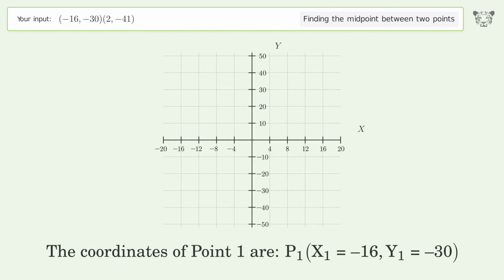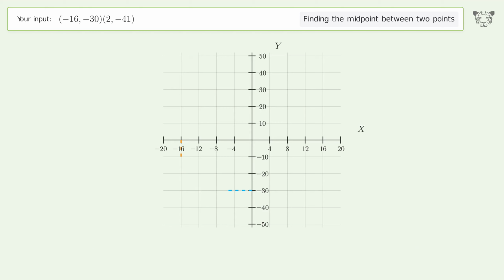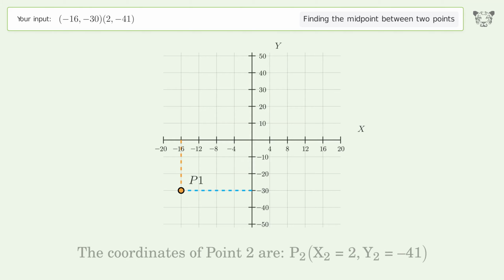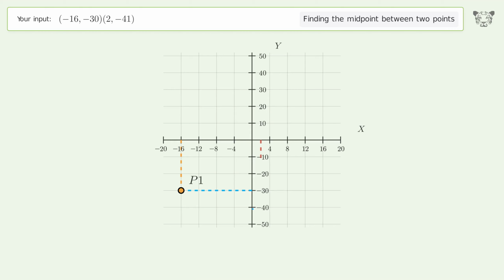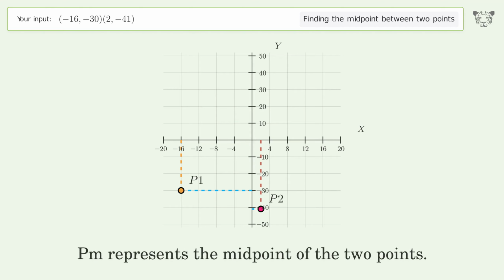The coordinates of point 1 are, x1 equals -16, y1 equals -30. The coordinates of point 2 are, x2 equals 2, y2 equals -41. PM represents the midpoint of the 2 points.